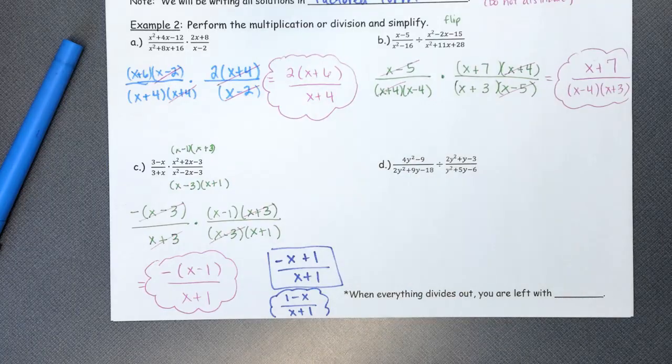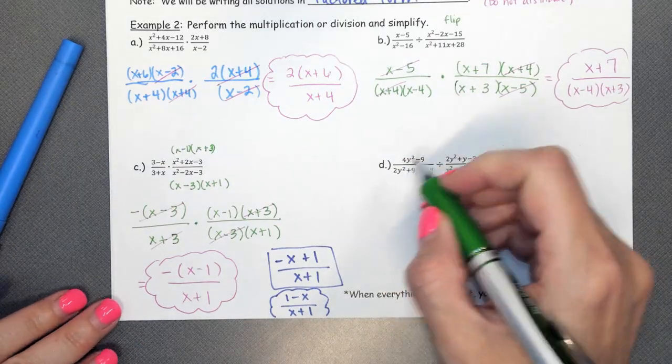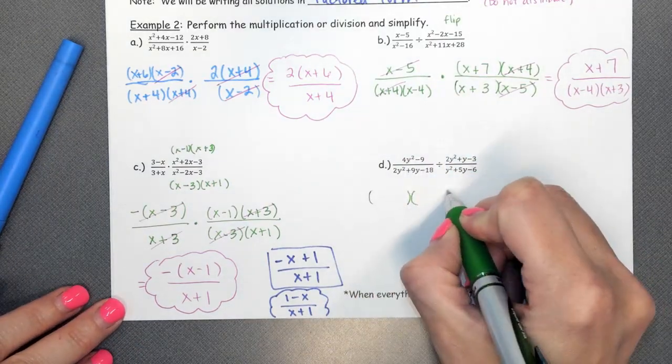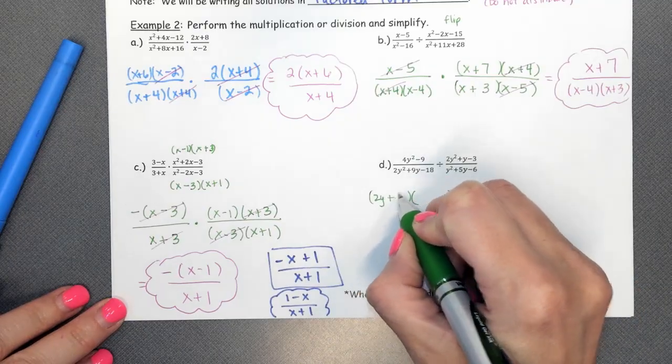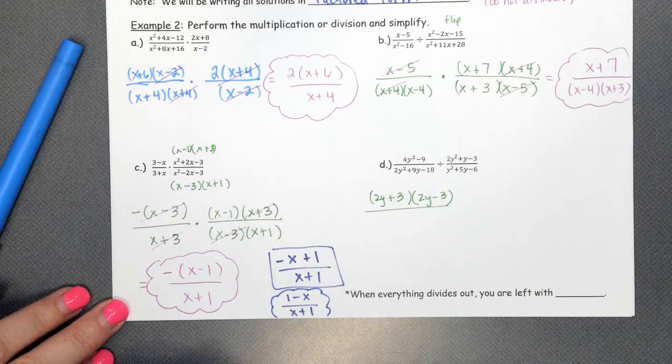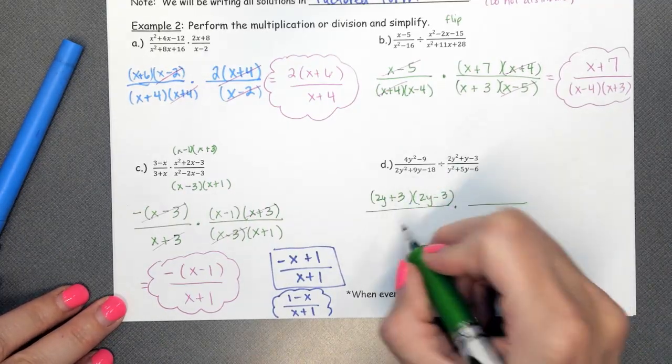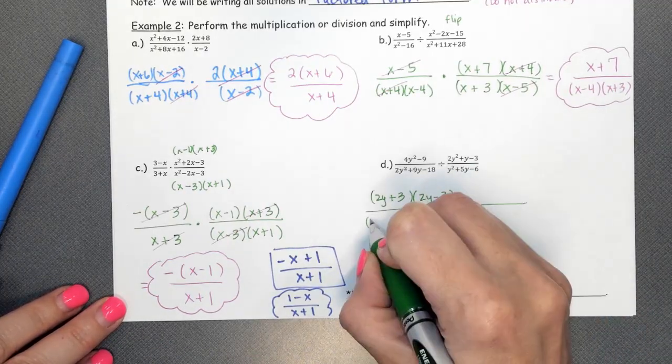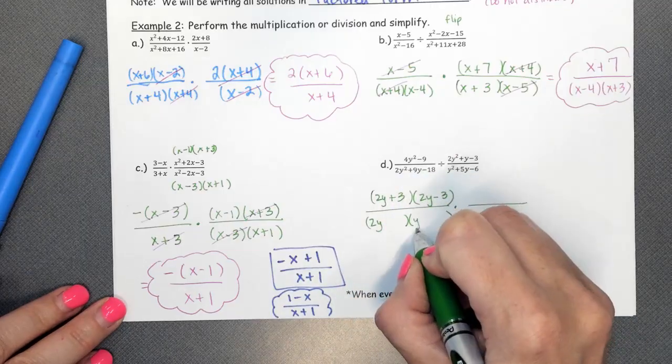All right, then let's do the last one. Did we recognize that this first one was a difference of two squares? 2y plus 3, 2y minus 3. Okay, and then on the bottom, you have 2y and y.